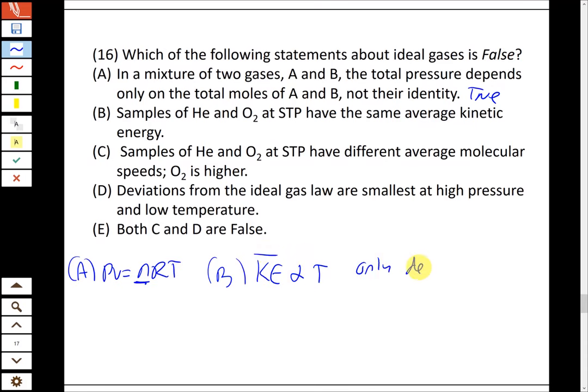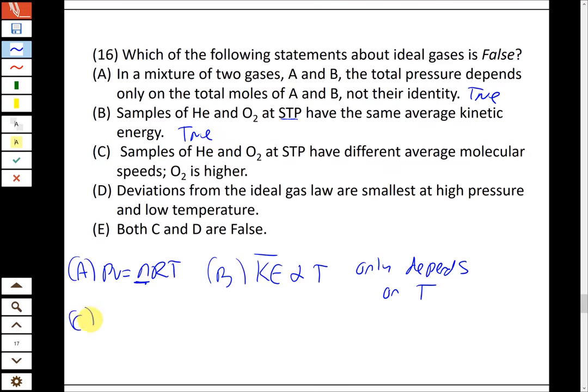And so it doesn't matter what gas you have, if they're at the same temperature, they're going to have the same average kinetic energy. So if we're talking about two gases that are both at STP, meaning they're both at 273 Kelvin, they will have the same average kinetic energy. It doesn't matter what gases they are. So kinetic energy only depends on temperature, so this one would also be true.